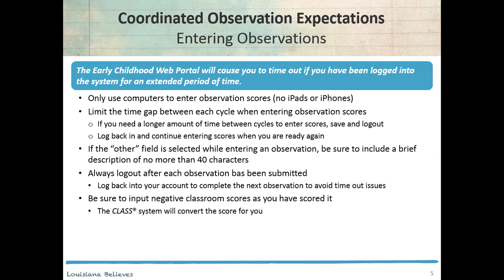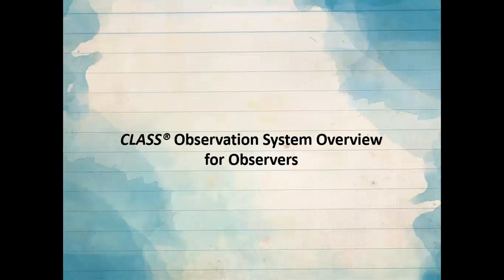And lastly, when you're inputting negative classroom scores, put it in exactly as you've scored it. Don't convert it first. If you convert it first, the computer will then convert it again, and we'll wind up with a score that is pretty far from what the original would be. So the class system will convert the score for you, so just put in that original score.